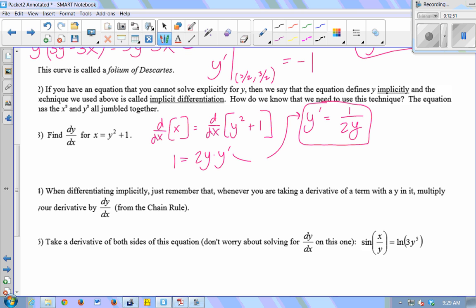So when differentiating implicitly, just remember that whenever you're taking a derivative of a term that has a y in it, multiply that derivative by dy dx, or y prime, from the chain rule.